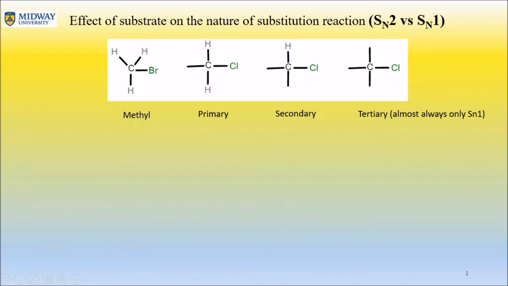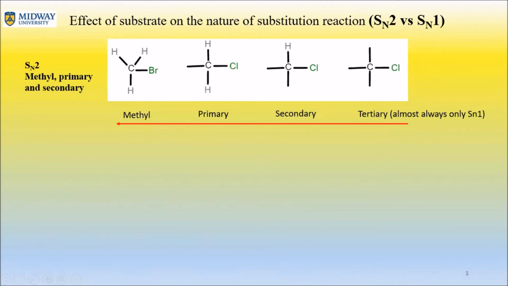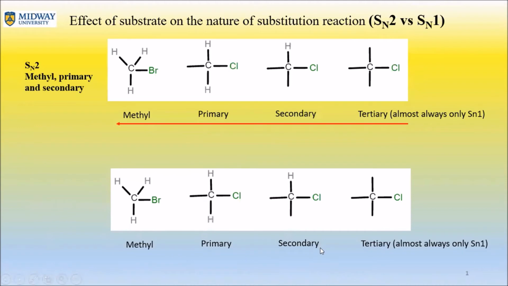So I've put effect of substrate on the nature of substitution reactions. You have two kinds, SN2 or SN1, okay? Now, if you notice, the arrow is going more towards the methyl, wherever the head of the arrow points. And I have actually written down, if your substrate is methyl, primary or secondary, it favors SN2, okay? Whereas if your substrate is tertiary based, then it almost exclusively favors SN1.